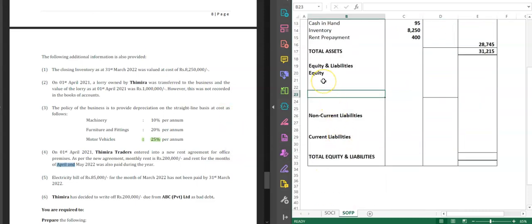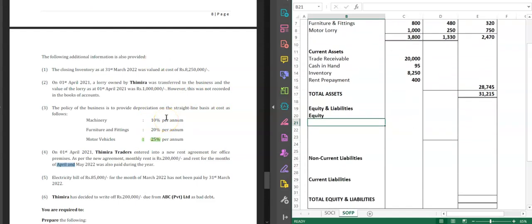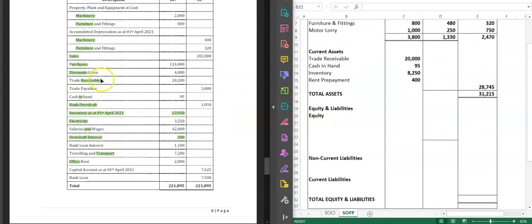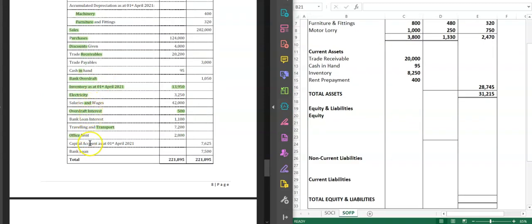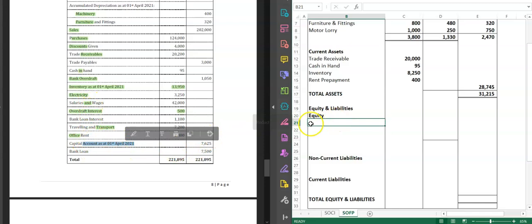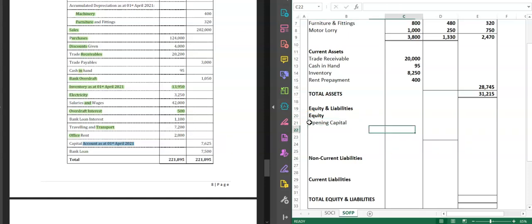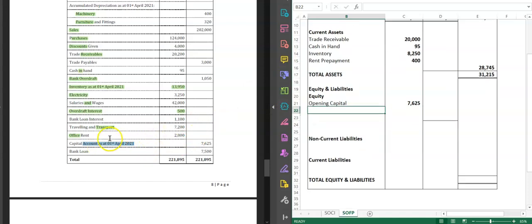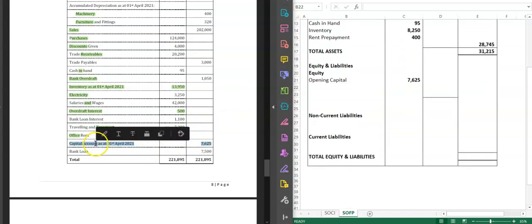The other part is the equity and liabilities. The equity part, first of all, you have to see what is available under equity. Any capital or something. Yes, there is a capital, opening capital. 1st April 2021 is the opening capital. Opening capital is 7,625. Then what else you have? Is there any additional capital invested? Yes, there is an additional capital invested.